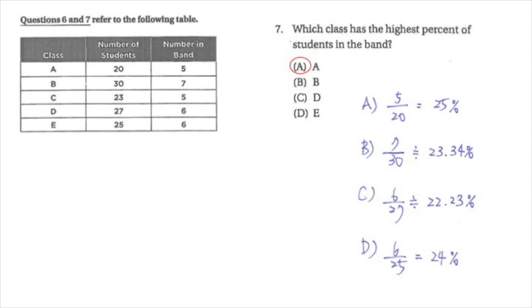Question 7. We're asked which class has the highest percent of students in the math. So for class A, we have 5 over 20 equals 25%. Class B, we have 7 over 30, which is roughly 23.34%. Class D, we have 6 over 27, which is roughly 22.23%. And Class E, we have 6 over 25, which is 24%. So comparing the four, we see that Class A has the highest percentage of 25%.